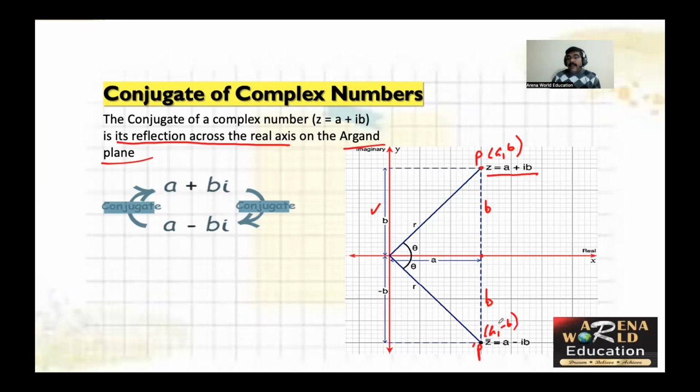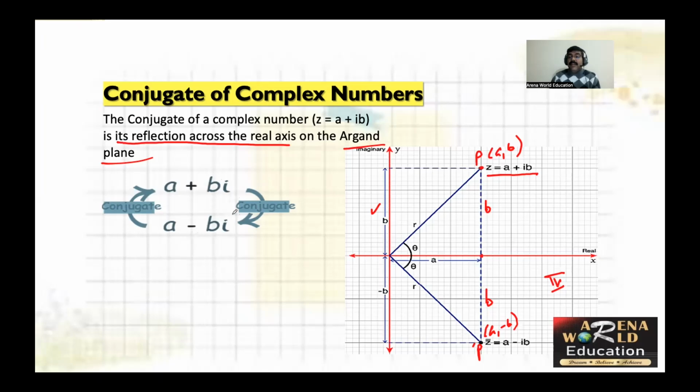Why (a, minus b)? Because this is in fourth quadrant, and in fourth quadrant, y coordinate is negative, right? So whenever we have to find conjugate of complex number, suppose original number is a plus b iota, what we will do is just change the sign of imaginary part.